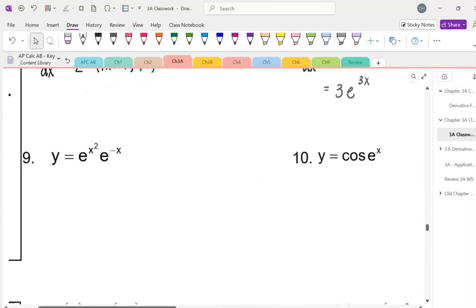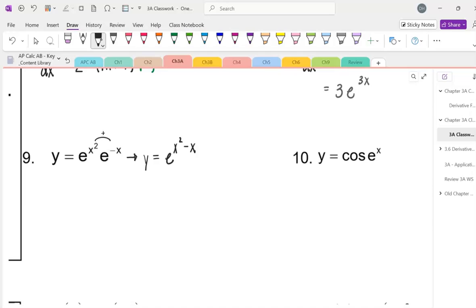Number 9, this looks like power rule with chain rule because we've got a power right there. We might have some chain rule going on with the inside piece, but then it's also product rule because these are being multiplied together. Well, since the e's are the same base, you can go ahead and combine the exponents as one of your rules when you have the same base. So it's really e to the power of x squared minus x.